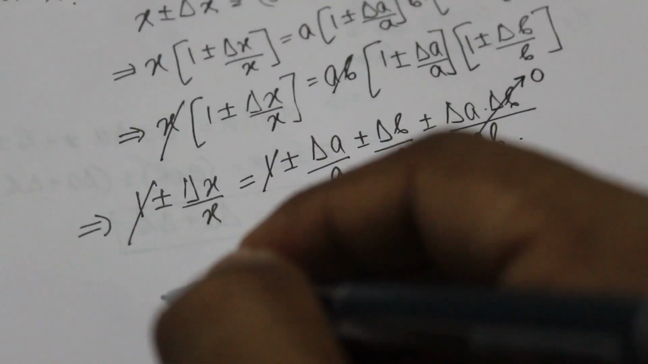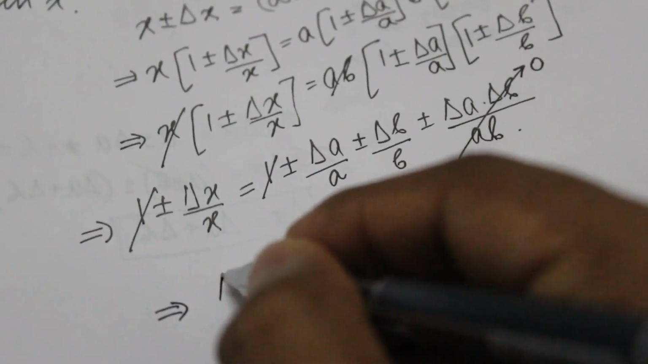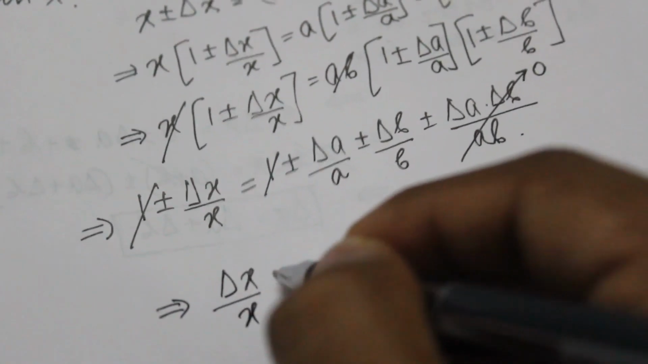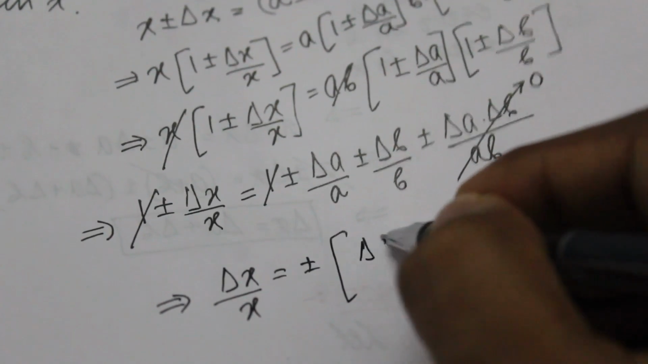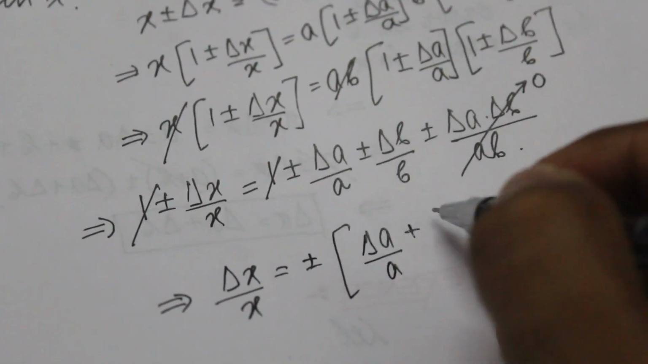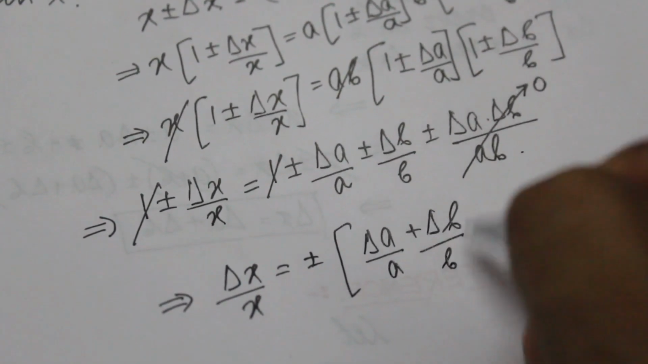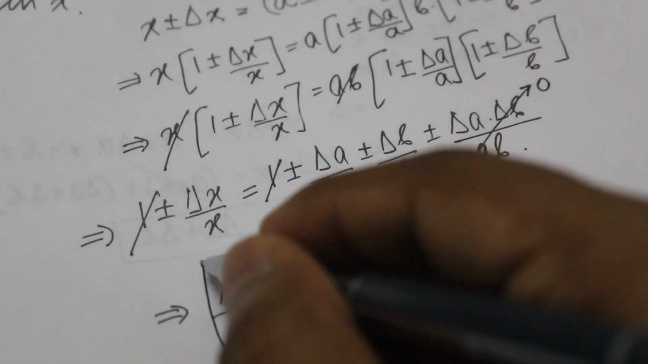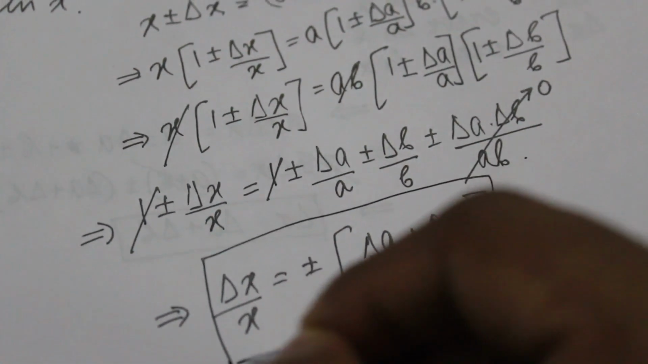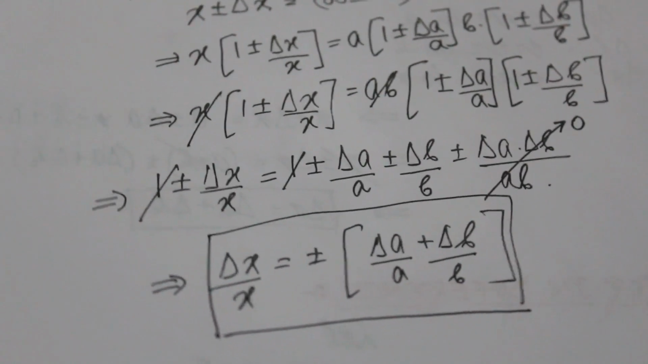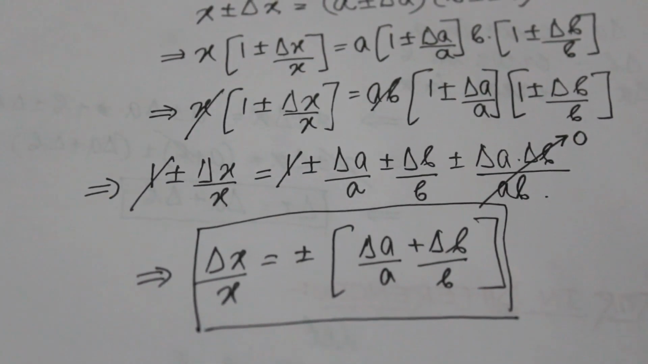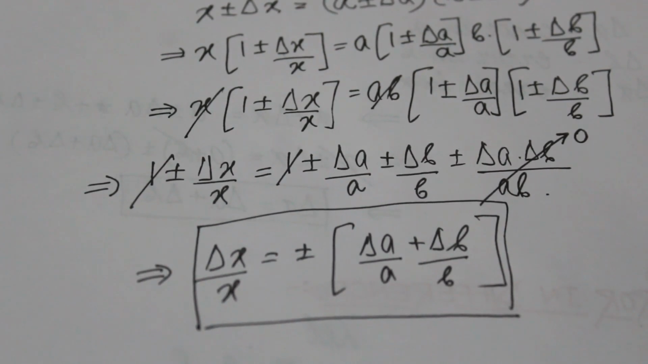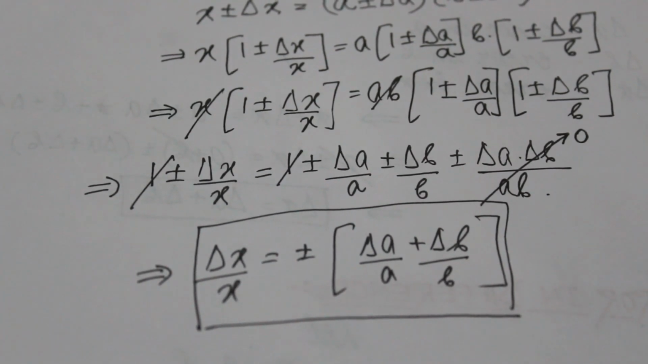So what we finally get is delta x upon x is equal to plus minus delta a upon a plus delta b upon b. So this is the formula, this is the way using which you can find out the error in case of product. I will explain a numerical based on it for your better understanding.